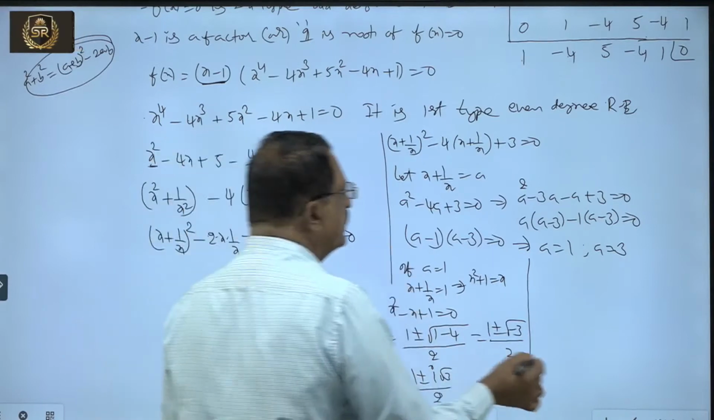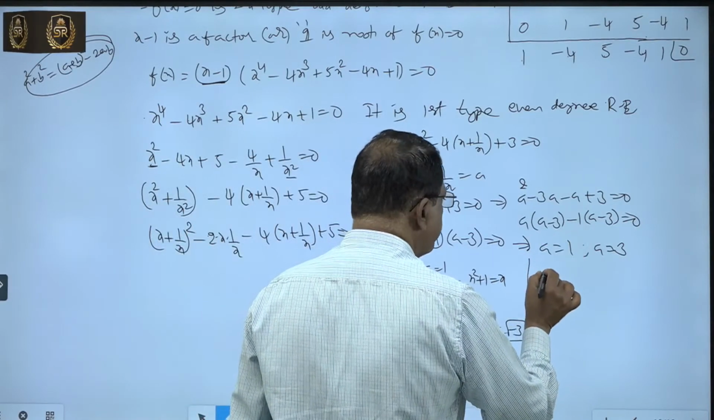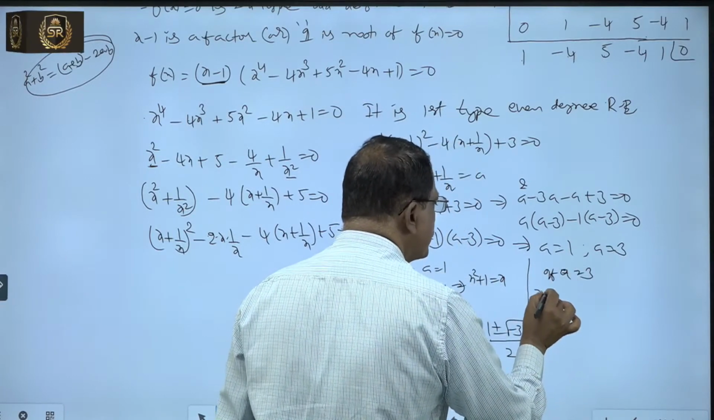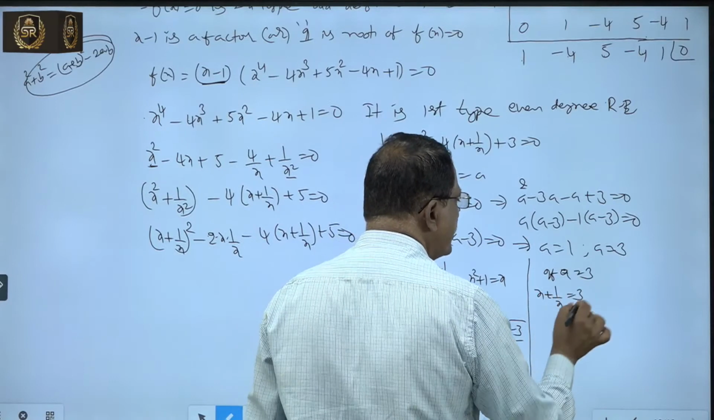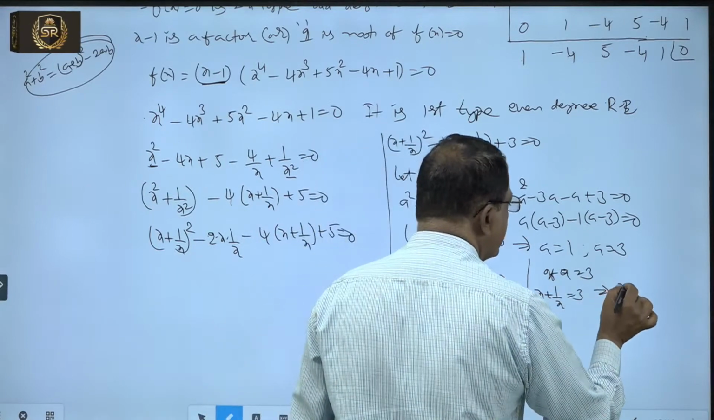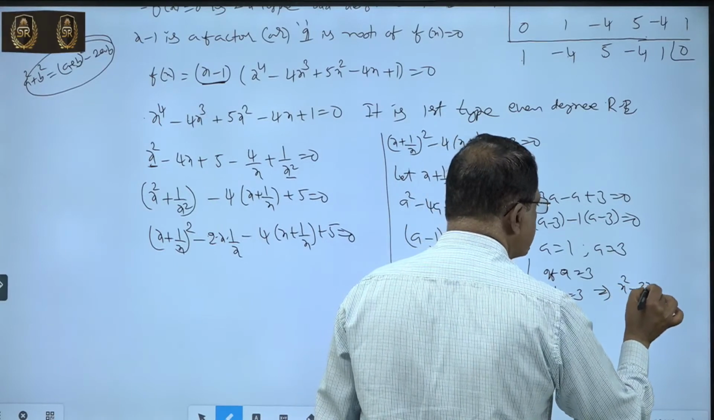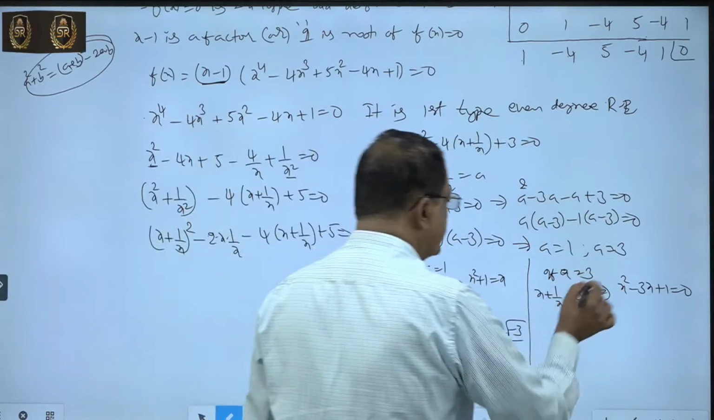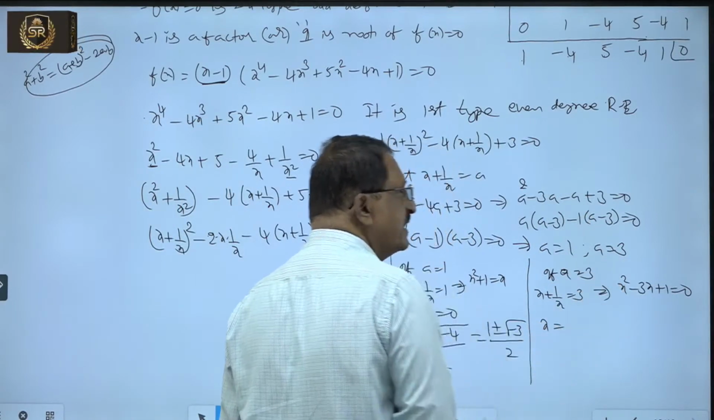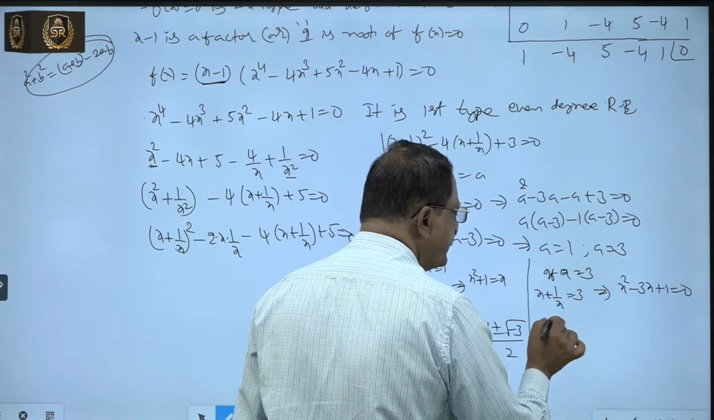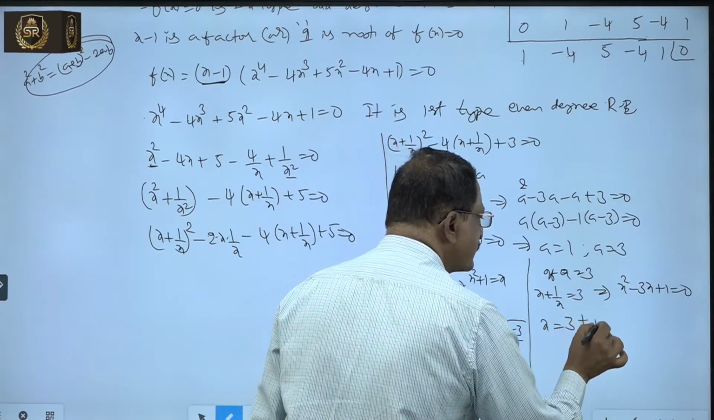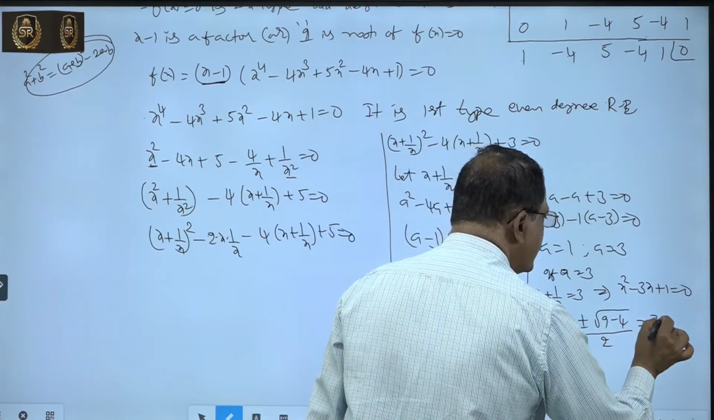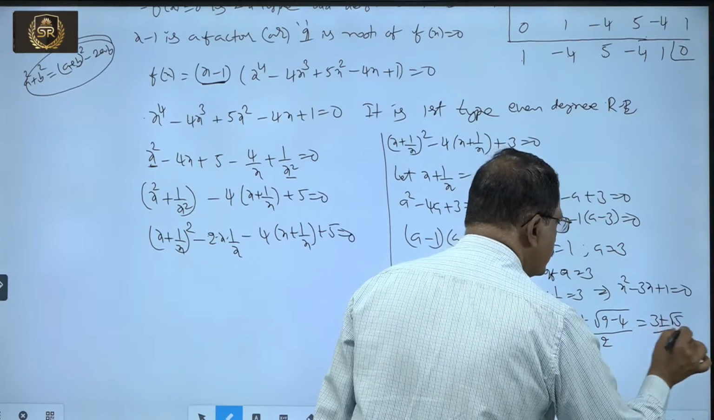These are two roots. Next, if a equals 3, now x plus 1 by x equals 3. Take LCM and cross multiply, we get x square minus 3x plus 1 equals 0. Now x equals minus b plus or minus square root of b square minus 4ac by 2a. x equals 3 plus or minus square root of 9 minus 4 by 2, which equals 3 plus or minus root 5 by 2.